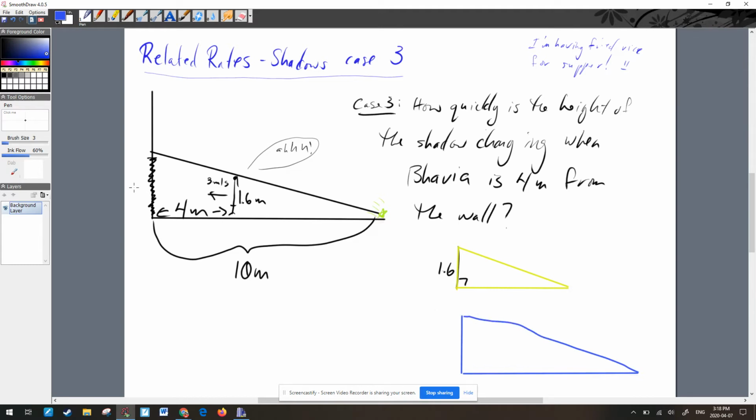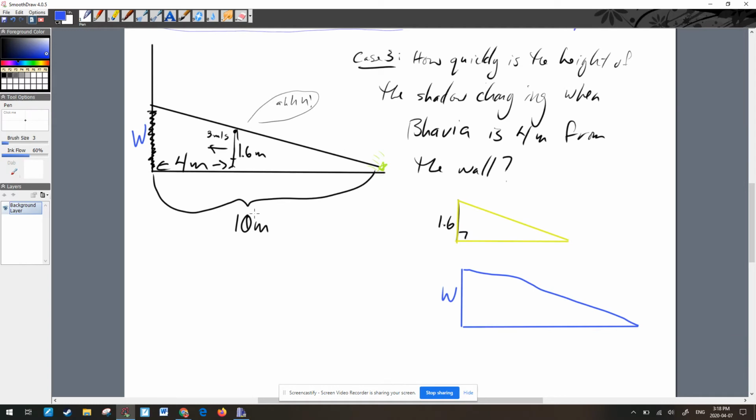So I'm going to call the height of the shadow W, because it's on the wall, W. And we know that the bigger triangle has a static base here. It's 10 meters because the firefly is not going anywhere. The wall was built well. It is a right angle, and they share this angle down in here. So we know that these are similar triangles.